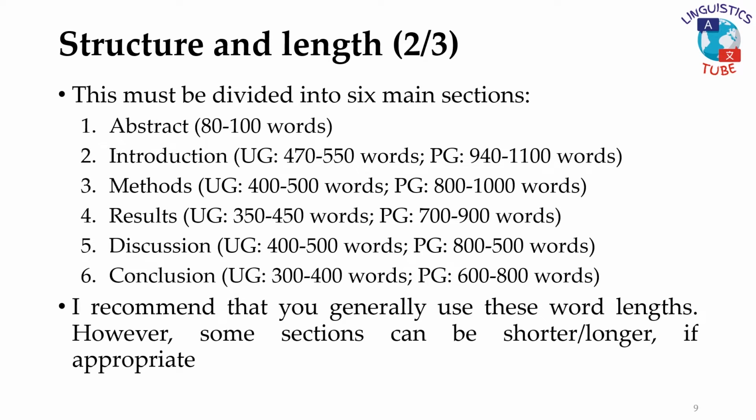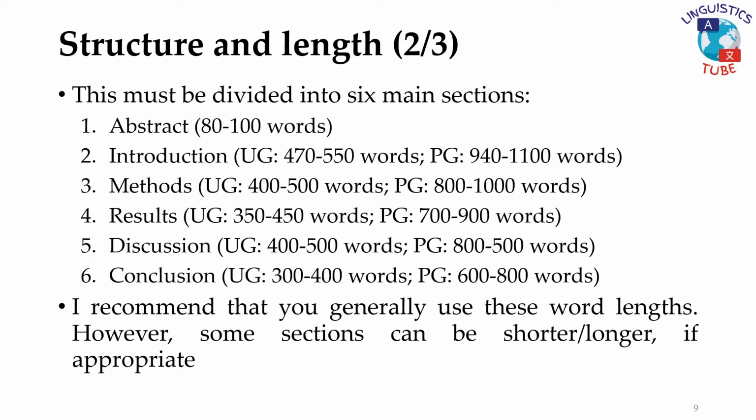While the word length for an entire academic article is usually fixed, the word lengths for the 6 sections are only my recommendations. Therefore, a slightly shorter introduction than 470 words is fine, and a slightly longer discussion section than 500 words is also fine. However, please do your best to generally use these word lengths, because they represent the balance and the general importance of each section. For example, the abstract is by far the briefest section of a scientific paper, and the introduction is generally the longest, because there is a lot of information to include.